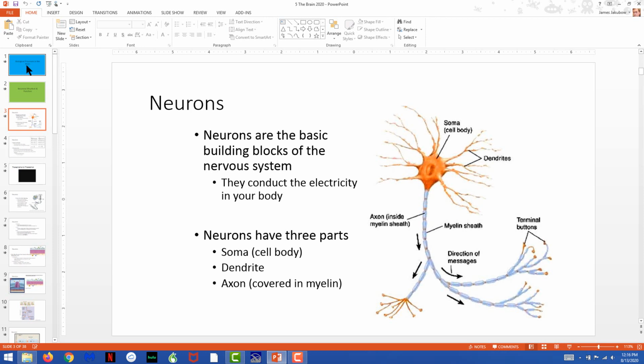So being able to sprout new axonic or dendritic branches and redirect electricity in different directions is one of its primary jobs. Now, neurons have three primary parts: the soma, the dendrite, and the axon. And those are the three that we're going to wind up focusing on in that particular order.